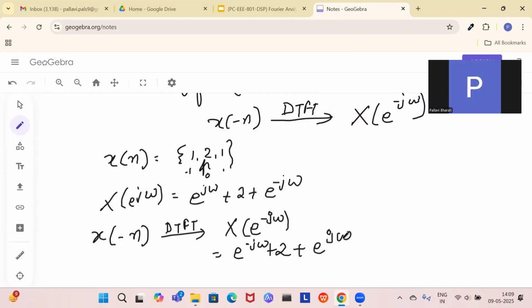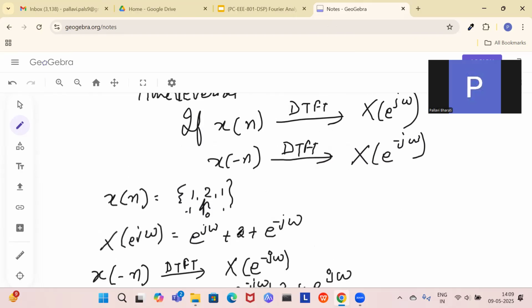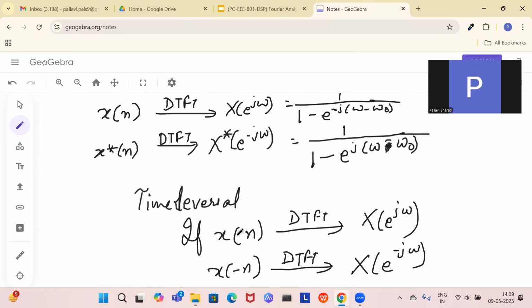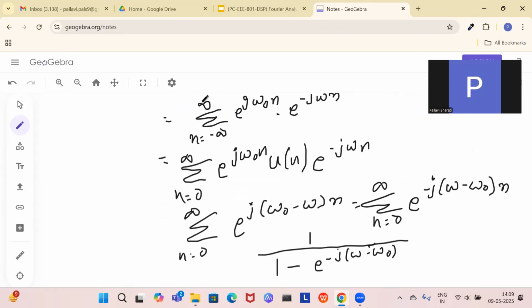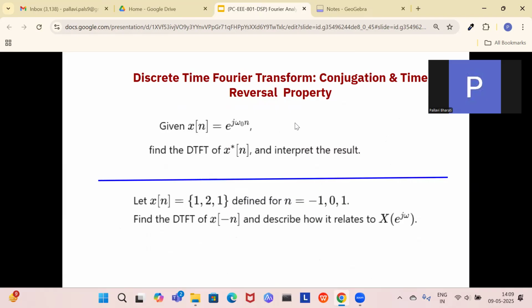So here is the time reversal property. You just need to change n to minus n, and on this side omega to minus omega. And in case of conjugation, both the things had to be changed. Got it? So this was the conjugation property. Then you had the time reversal property.